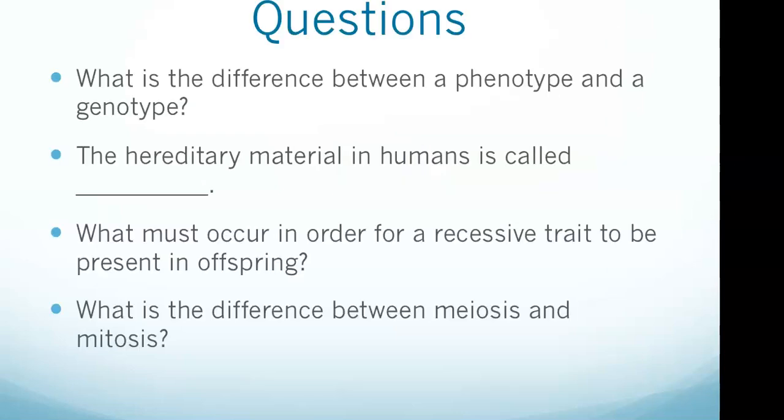Looks like we have 4 questions to consider as we're going through this video. The difference between phenotype and genotype. That's definitely important for your exam. What is the hereditary material in humans called? What must occur in order for a recessive trait to be present in offspring? And the difference between meiosis and mitosis.